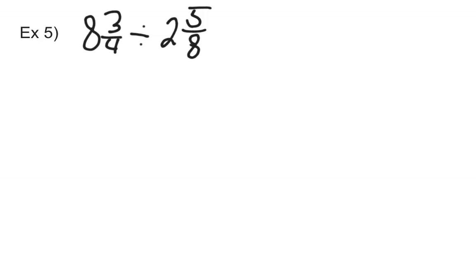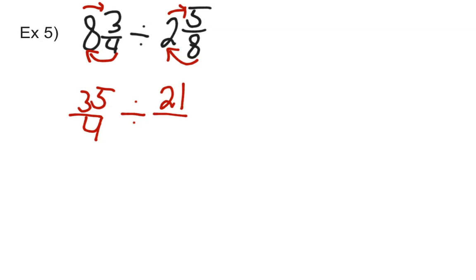Okay, you're back. Hopefully the first thing that everybody did here was change these mixed numbers into improper fractions. 4 times 8 is 32, plus 3 is 35 over 4. Now I'm not doing any leave it, change it, flip it, so it's still division. 8 times 2 is 16, plus 5 is 21 over 8. All I did was rewrite the mixed numbers into improper fractions. Okay, so it's still division. Now I've got it in the form I want.